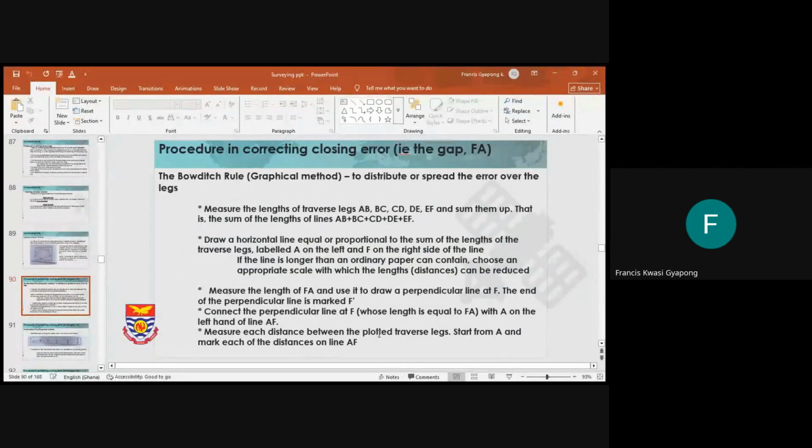The procedure for correcting it is known as the Bowditch rule, which is a graphical method. Bowditch rule. There's a gap there. That small gap, it shouldn't be.